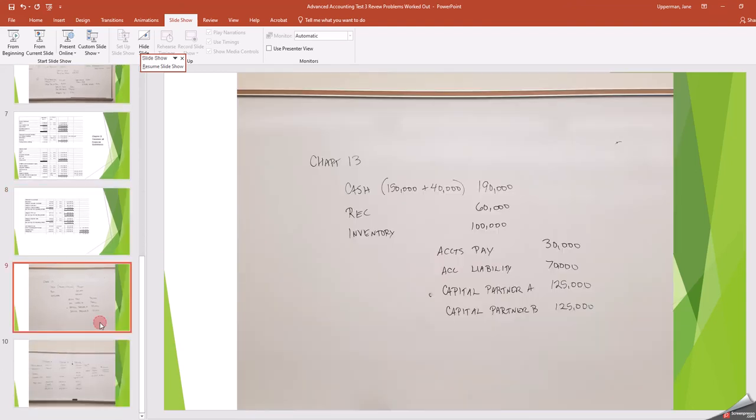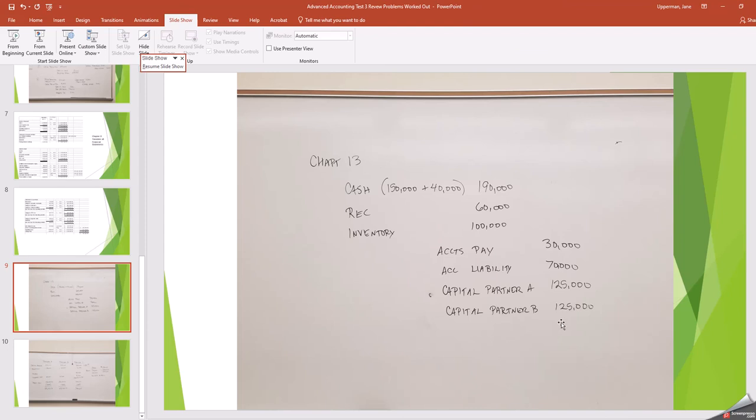Okay, then our last chapter is chapter 13, and we have our partnership accounting. So in the first one, we have two partners that are coming together. Partner A is bringing in a business, and they give us the balance sheet of that business, and partner B is contributing $150,000 in cash. And they agree that the partnership should be shared equally.